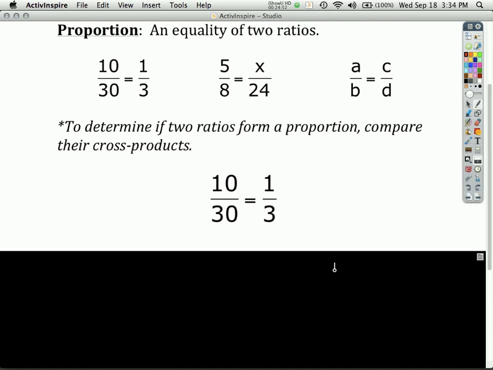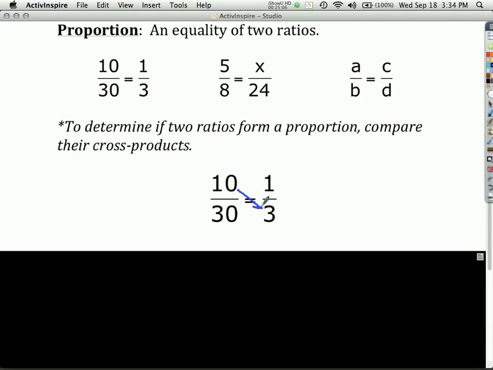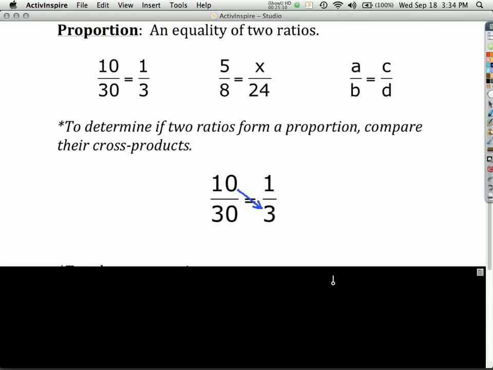So I want to prove that this is a proportion. I already proved it to you by converting both of those to decimals. The other way to prove it is by using cross products. And what it means is you multiply the diagonals. We're going to multiply this upper left number times the bottom right number. Whatever we get as a result, I'm going to write underneath right here. 10 times 3 is 30.